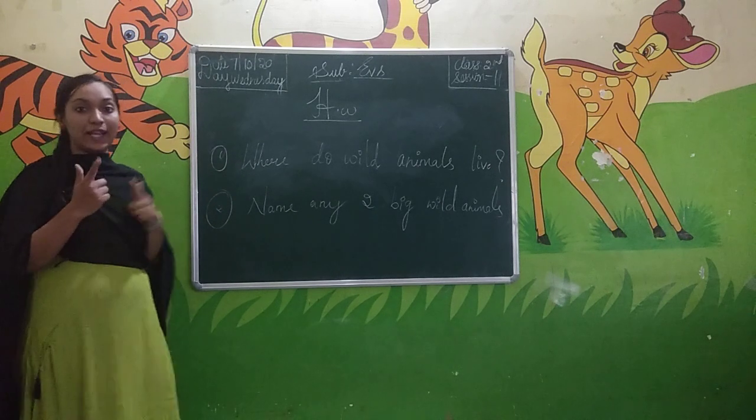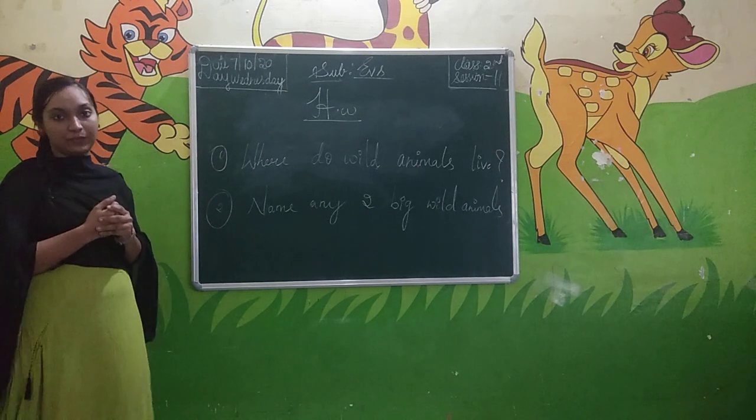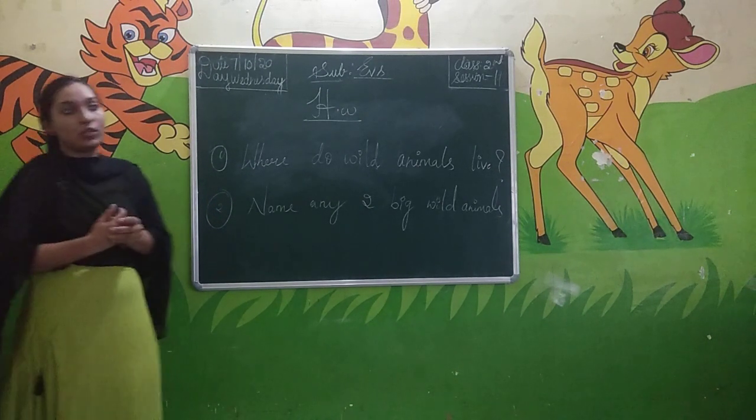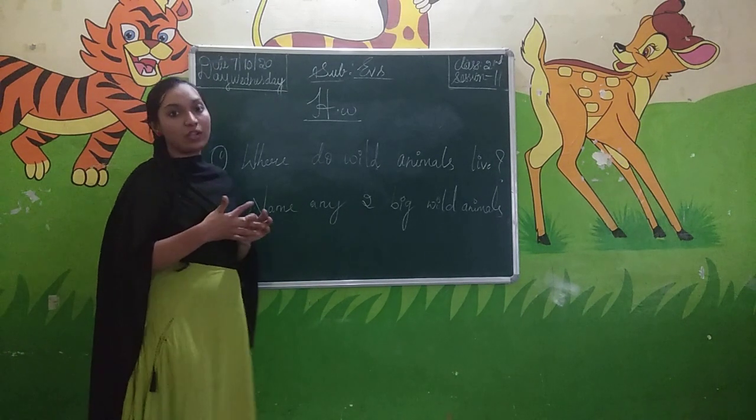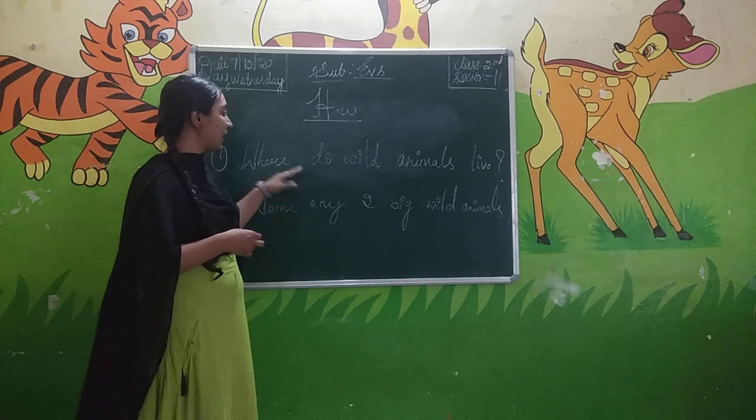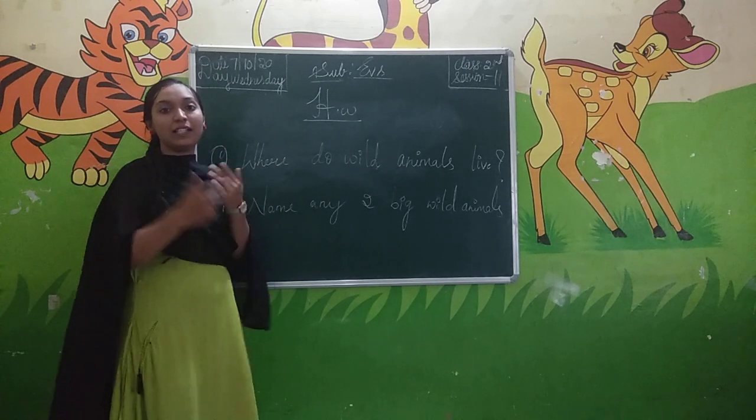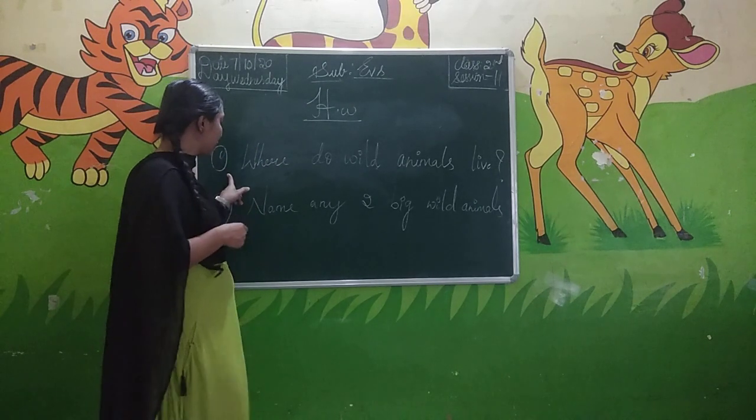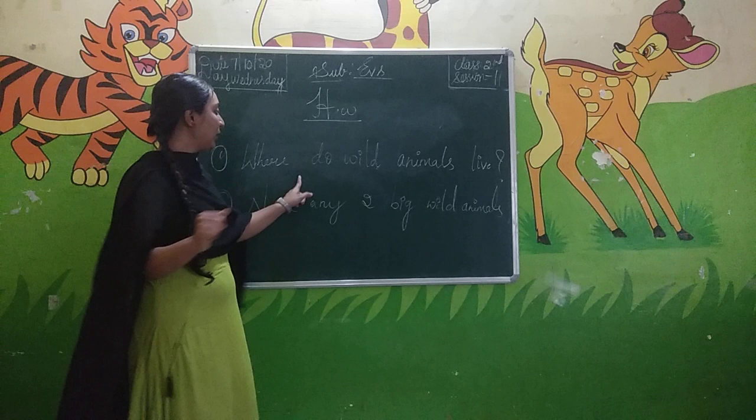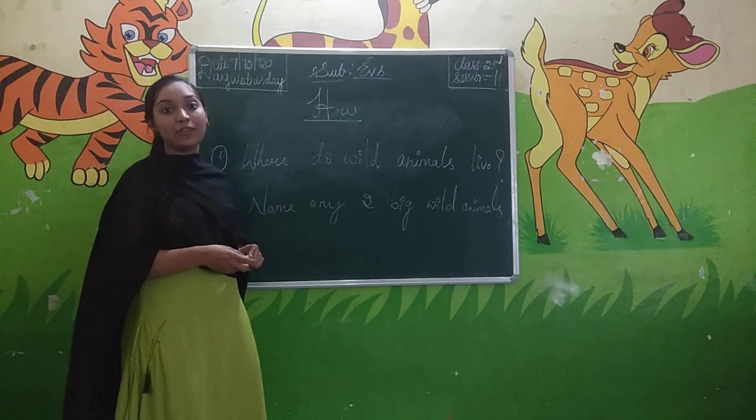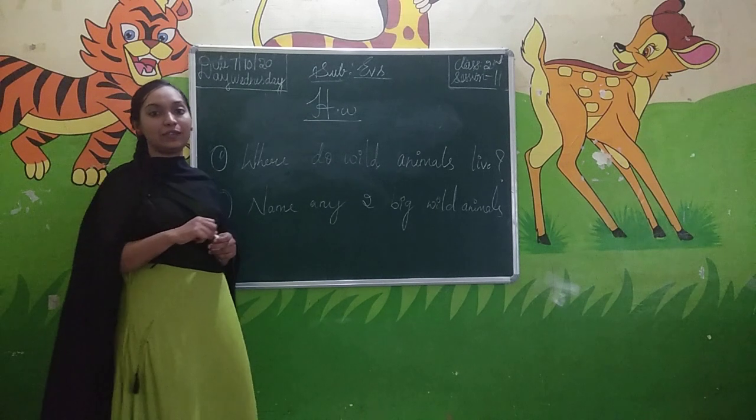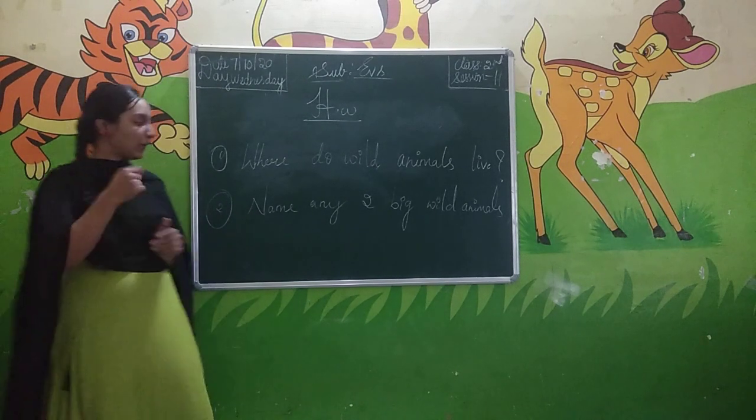In the previous class I gave you some difficult words. Have you practiced those words, students? You have practiced those words now? Very good. Okay. So for today's class I am going to do questions and answers. First question you have to answer: where do wild animals live? As I told you, wild animals live in a forest. Okay, you have to answer this question.